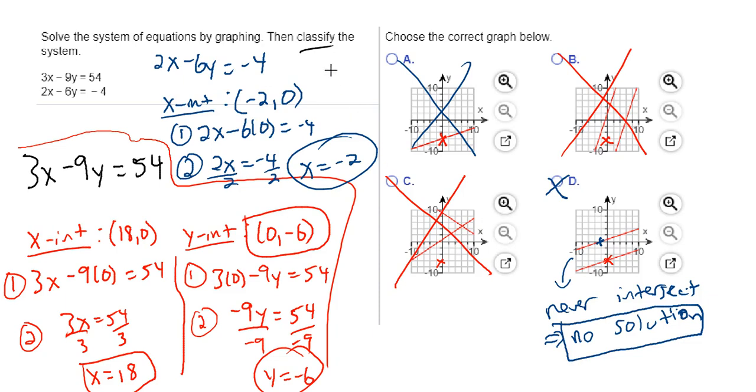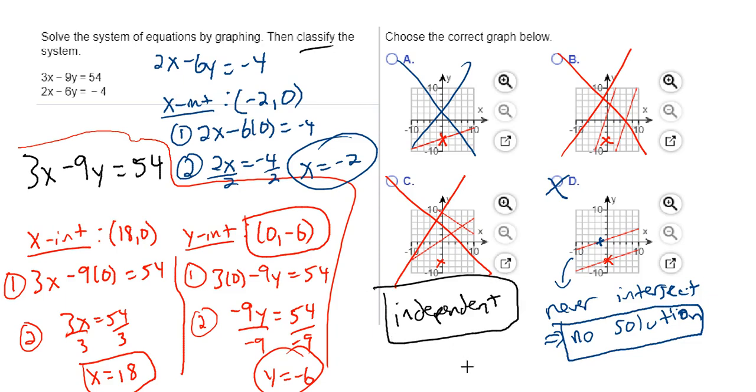Now, to classify this system of equations, first we want to decide, is it dependent or independent? And remember, the difference there is whether it's infinite or not. If it's infinite, if there's an infinite number of solutions, then it's dependent. But this doesn't have an infinite number of solutions. It has none at all. So it can't be dependent. It's independent. Which I know is kind of weird because there's no solution here, but it's always independent unless there's an infinite number of solutions. Then it becomes dependent.